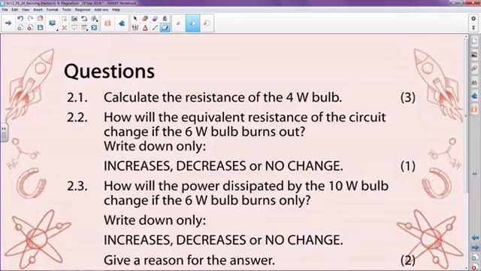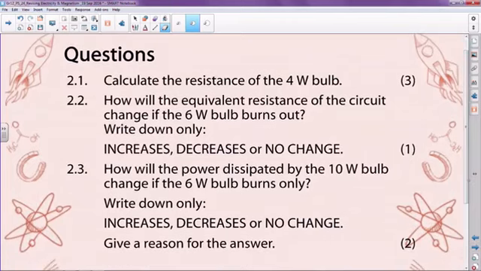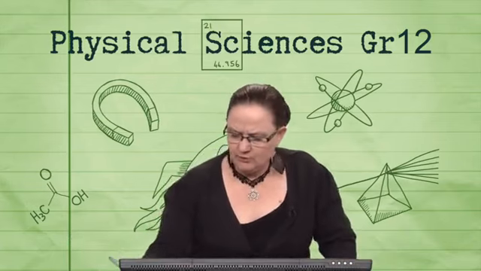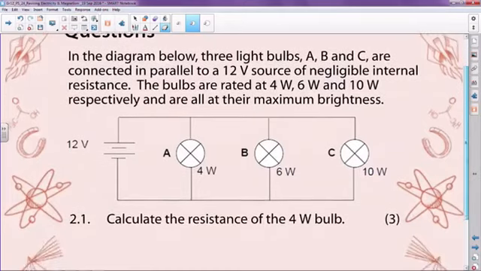Then we look at the questions. Ooh, and now there's only 3 questions to this, but it says to us, calculate the resistance. How will the equivalent resistance of the circuit change if one of them burns out? And how will the power dissipated by the 10-watt bulb change if the 6-watt bulb burns out only? So, I tell you what, let's do this one question at a time. I'm not going to make you do all of these. So here we go. That's the first question.